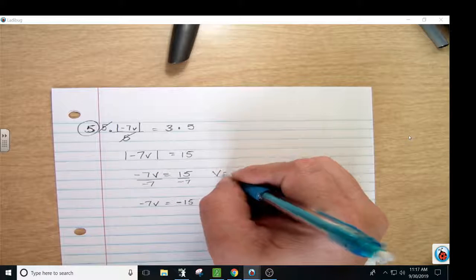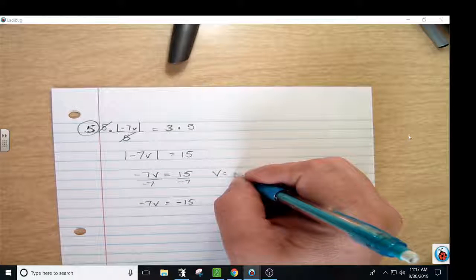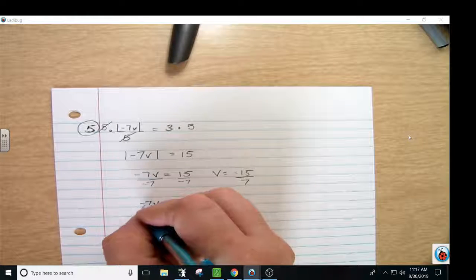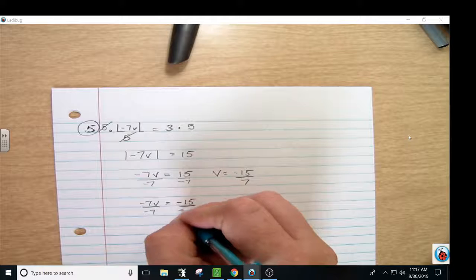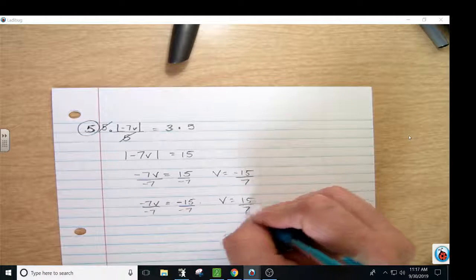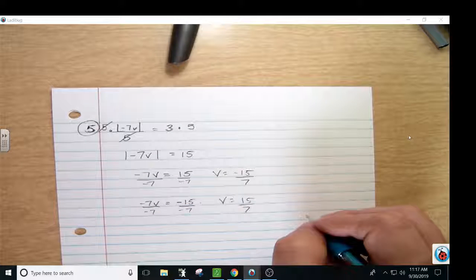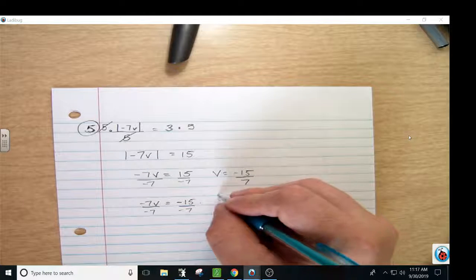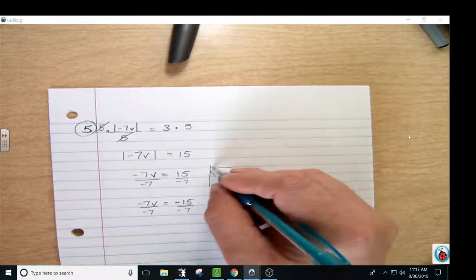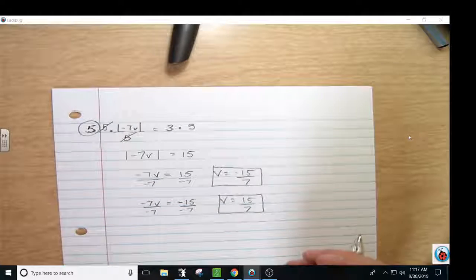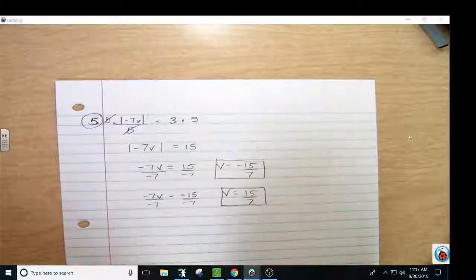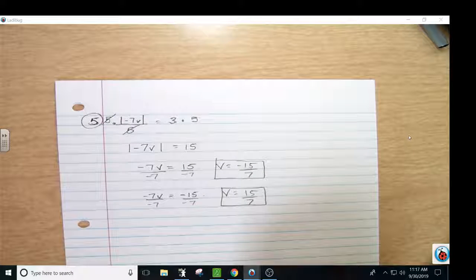That's v equals negative 15 over 7, and then divide by negative 7. That's v equals 15 over 7. Let's leave it as a fraction. Two answers. Yes. All right, let's look at one that's got a little more to it.